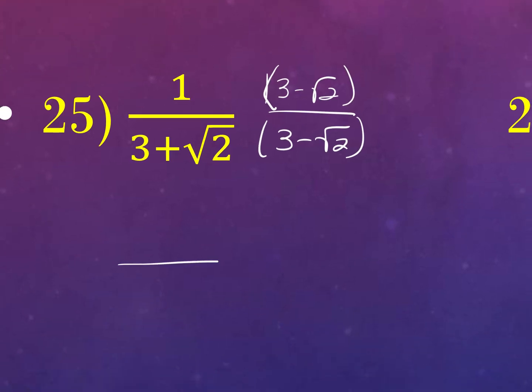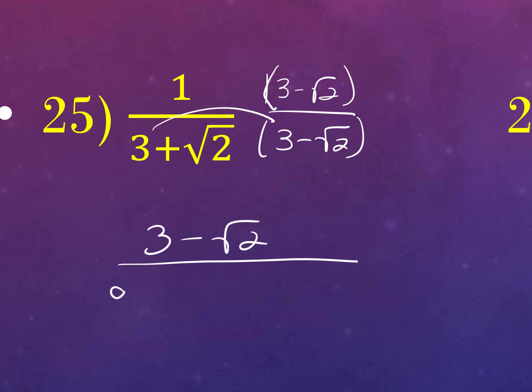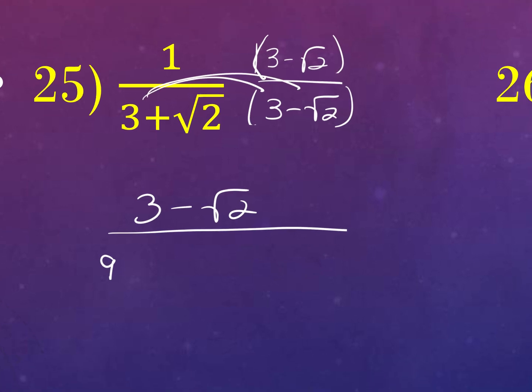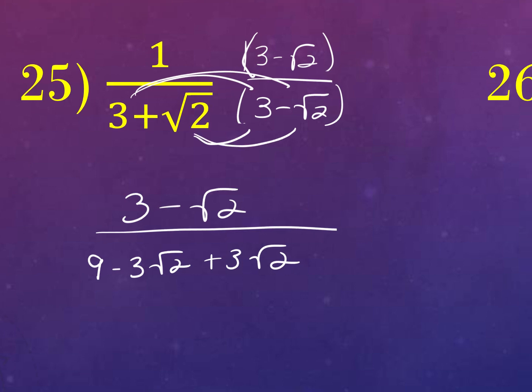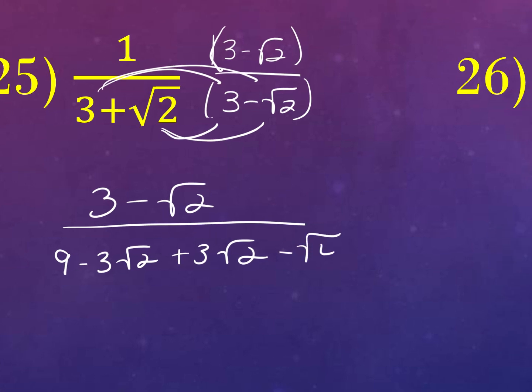So let's go. I'm going to simplify below. What does my numerator become? It's just the same, 3 minus square root of 2. Good. So let's FOIL. 3 times 3 is 9. 3 times negative root 2 is negative 3 square root of 2. Good. Positive 3 times root 2 is plus 3 root 2. And then the square root of 2 and negative square root of 2 is negative square root of 4.